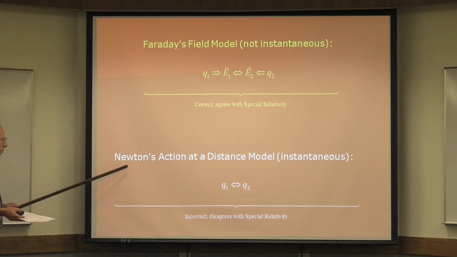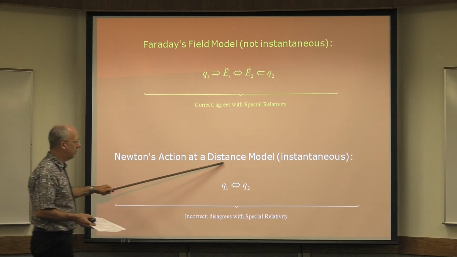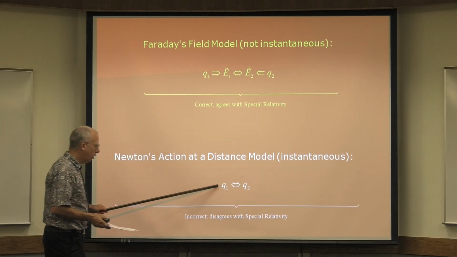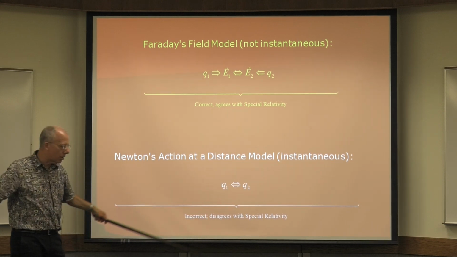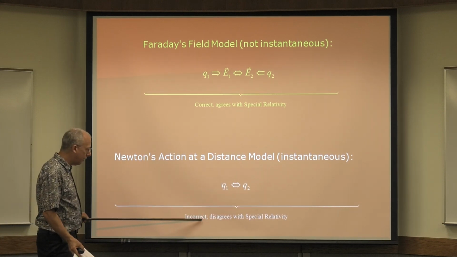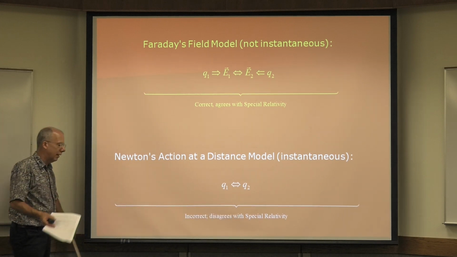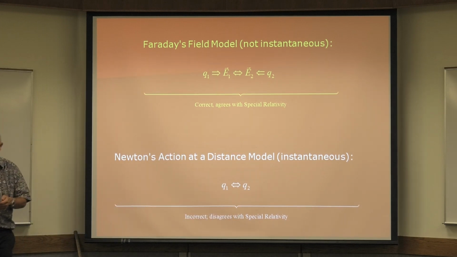This is Newton's model. It was called Newton's action at a distance model. It just said that Q1 interacted directly with Q2, and it happened instantaneously. Well, I'm sorry, it's wrong. Okay, it disagrees with the data. It disagrees with relativity. All right, what are you going to do? Okay. All right, let's see.